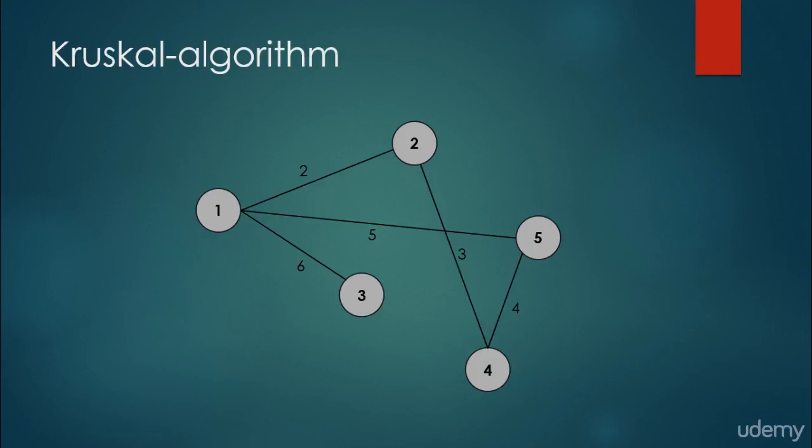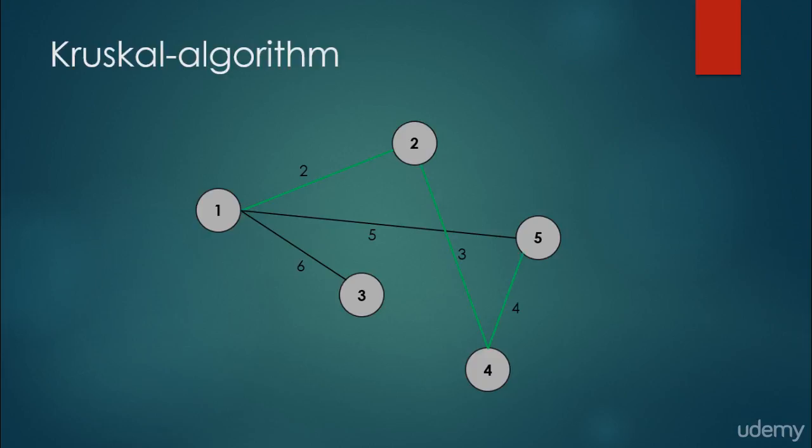We don't need a starting vertex, as we will have to define a starting vertex in the Prim-Jarnik algorithm. We just sort the edges, and the smallest is the 2, so we add it to the minimum spanning tree, and we check whether there's a cycle or not. There is no cycle, so we add it. The next smallest is 3. We have to check whether it forms a cycle, and it doesn't, so we add it. Then 4.